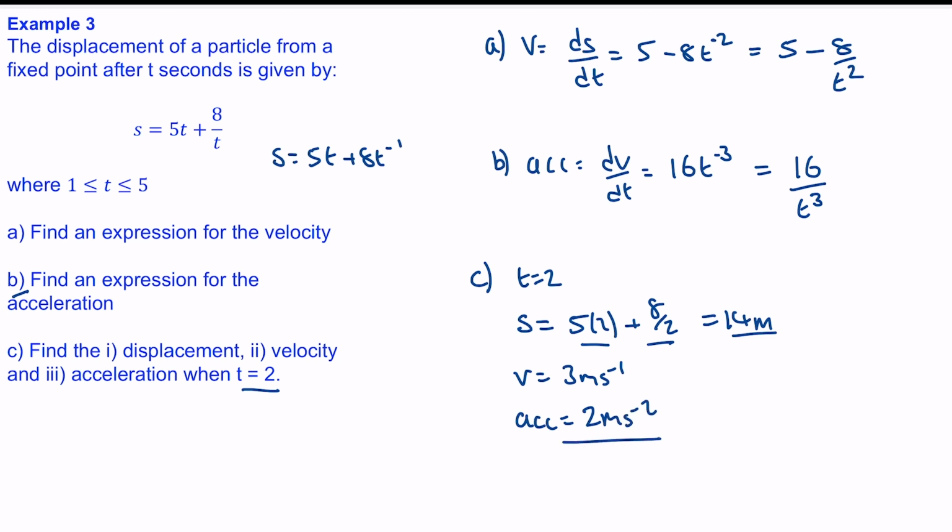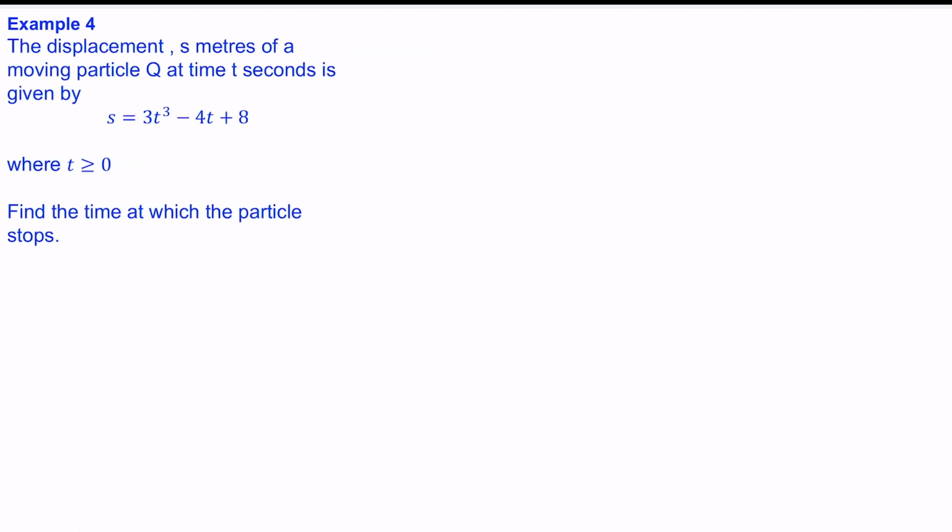Okay? Let's move on to our final question, question 4. In question 4, we're told that the displacement s meters of a moving particle Q at time t is given by this function, where t is greater than or equal to 0, and we've been asked to find the time at which the particle stops. Do you want to try this question yourself? And when you come back, we'll go through the worked solution.